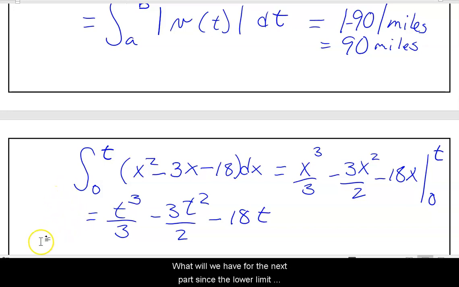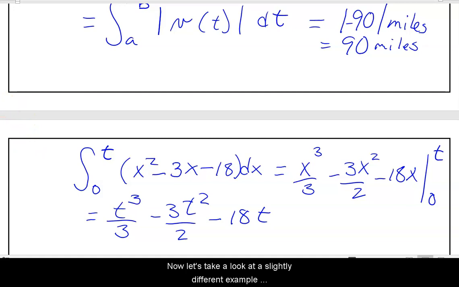Now, what will we have for the next part? Since the lower limit of integration was 0, and since every term has at least a single factor of x, plugging in the lower limit of integration will result in 0. That means that this is, in fact, my displacement function at time t.